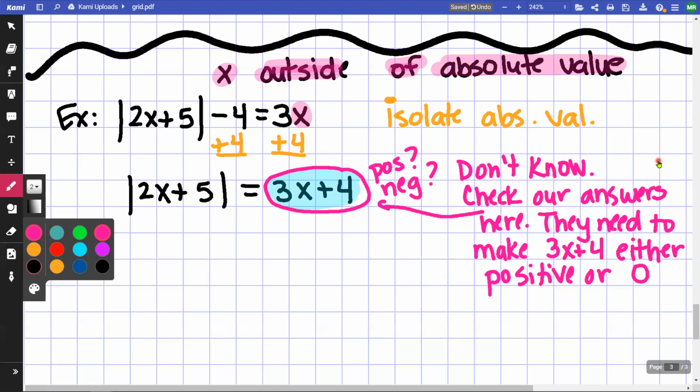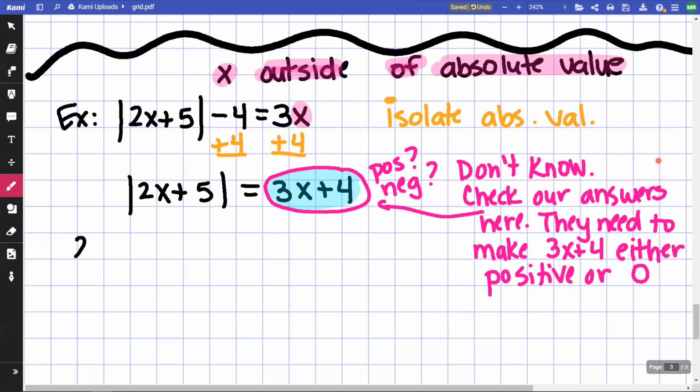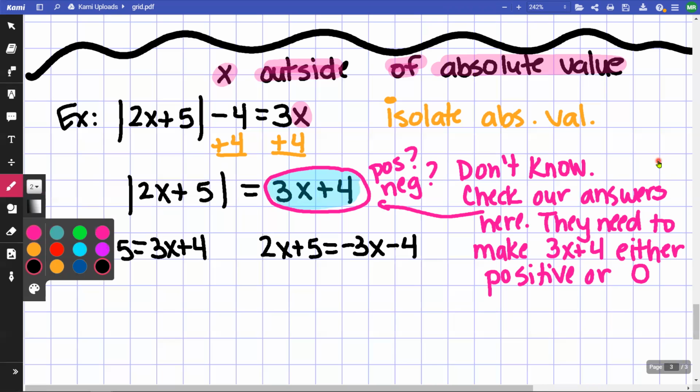So I'm going to write my two equations. My first equation is going to be 2x plus 5 is equal to 3x plus 4. My second equation is going to be 2x plus 5, and I make my 3x plus 4 opposite, everything opposite. So my 3x is going to become a negative 3x. My plus 4 is going to become a minus 4. If either of those had been a negative, I would switch them to a positive. We make them opposite.